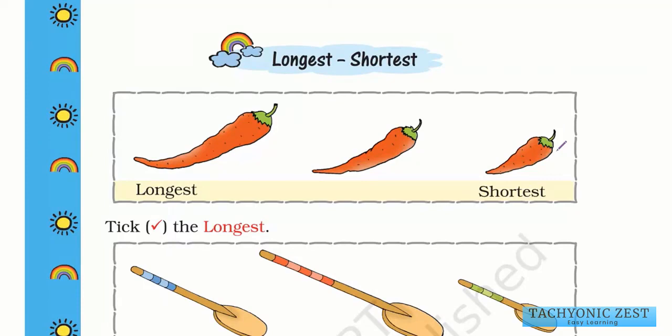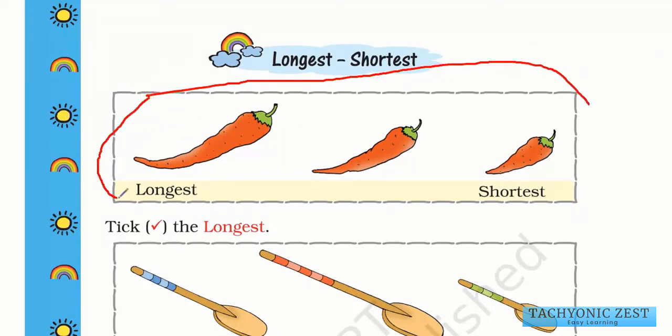Now, how do we say that? First of all, we will see how many objects are given. In this picture there are 3 objects, or 3 chilies, which are given. Out of these 3 chilies, if we have to say which one is the shortest and which one is the longest, how do we say that? The chili that is the smallest in size will be the shortest. So this one is the shortest and this one is the longest.